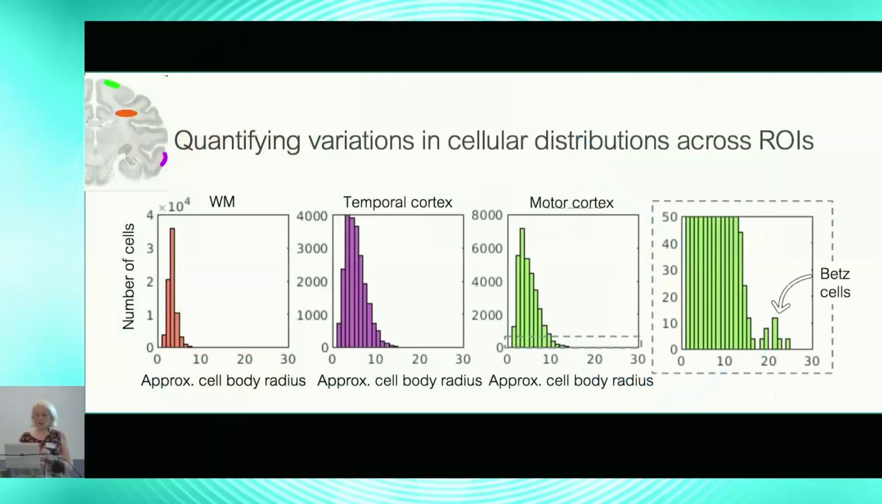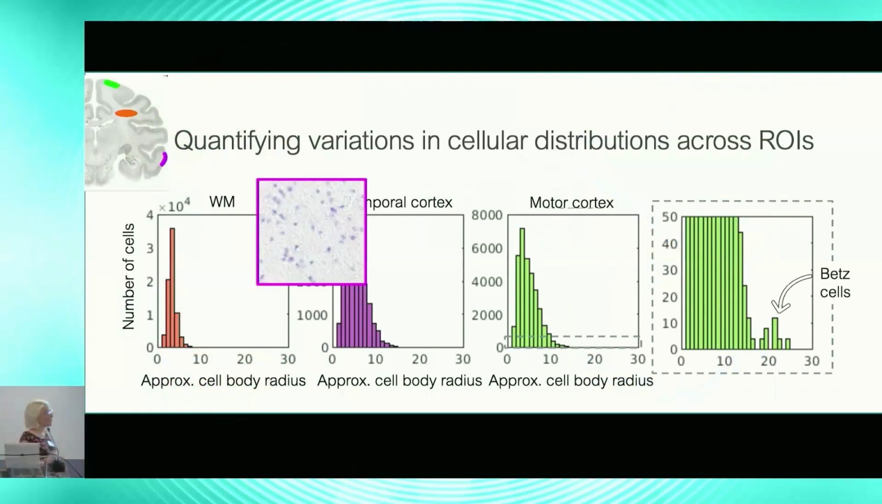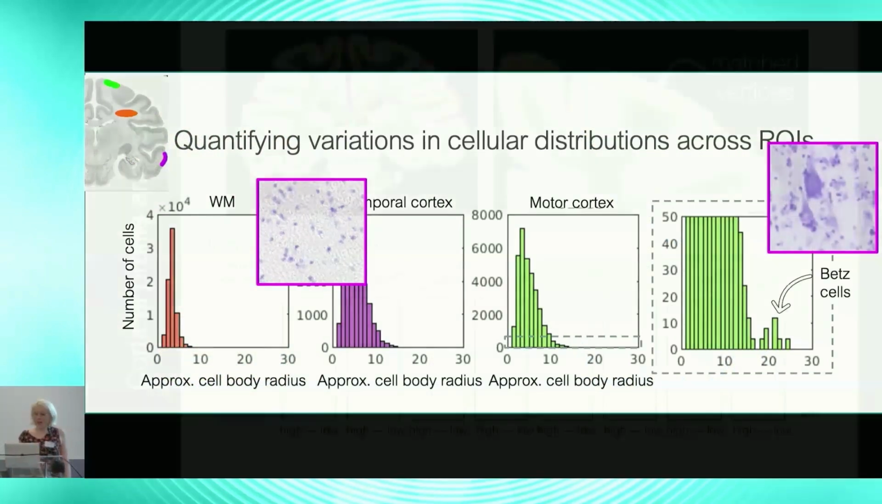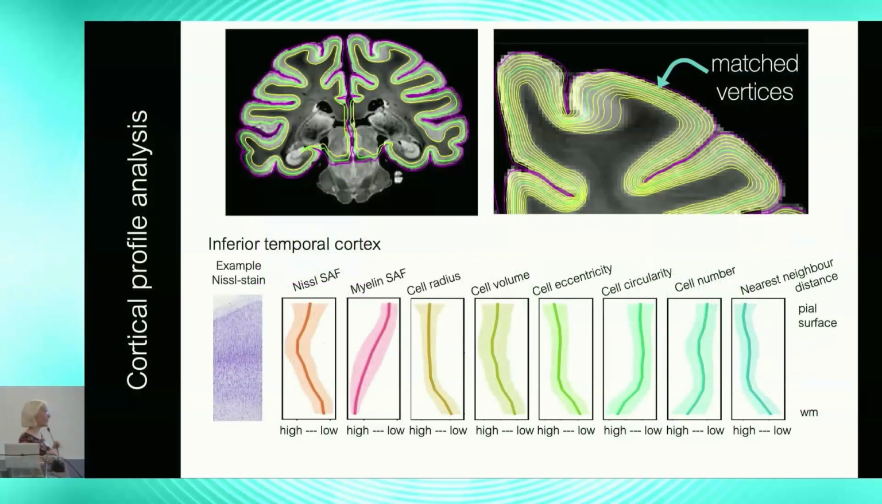At the mesoscale, we can quantify cellular distributions across different regions of interest. Here, where we're looking at the cell body radius, we can faithfully see small glial cells in the white matter with a small number of large Betz cells in the motor cortex. And then at the microscale, we can take surfaces from FreeSurfer, extract cortical profiles stretching from the pial to the white matter surface boundary, and then plot our microscopy metrics along these profiles.